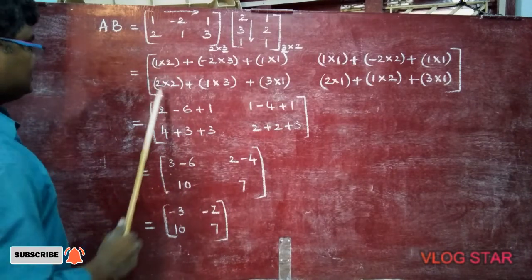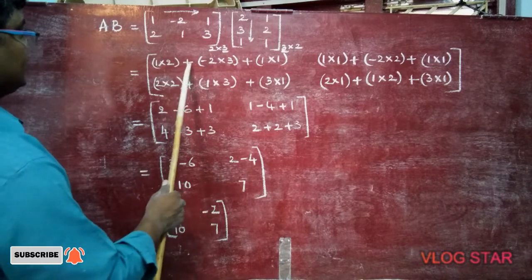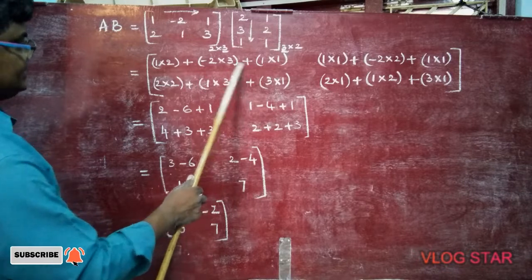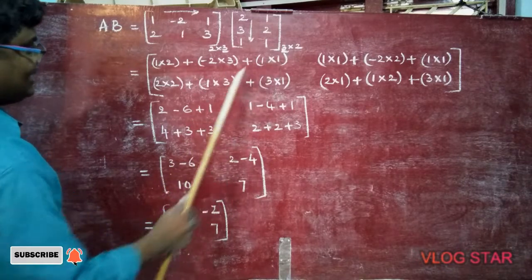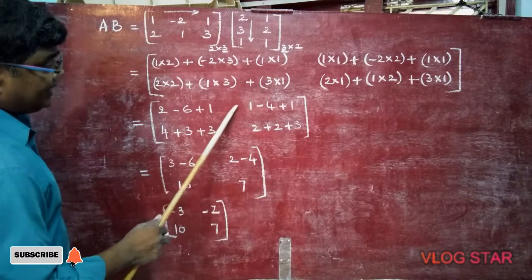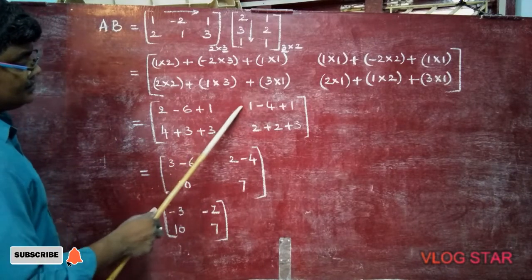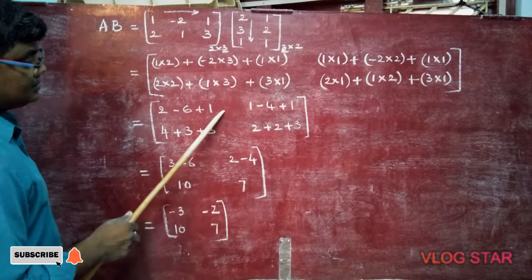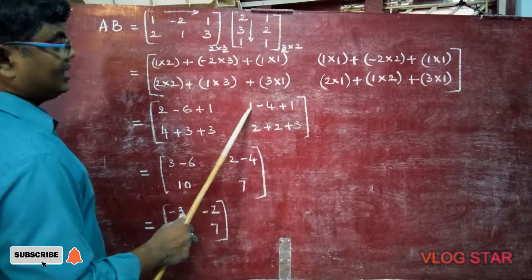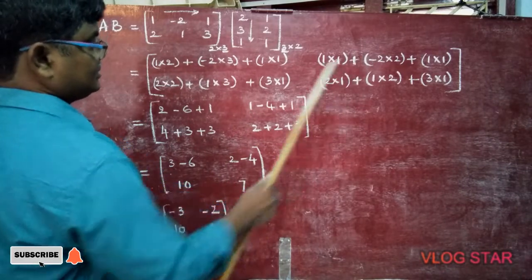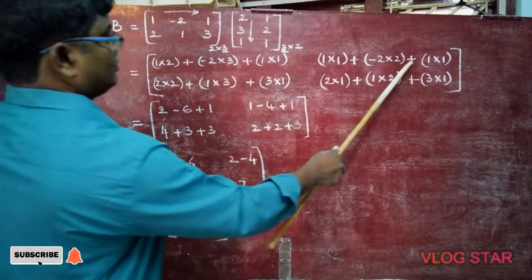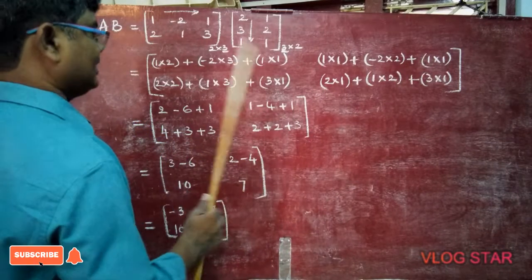2, 1, 2 is 2. Plus into minus, minus. 2 3s are 6. Plus is there, plus. 1 1s are 1. First element. Maintain distance. Social distance. Now coming to second element. 1 1s are 1. Plus into minus, minus. 2 2s, 4. Plus 1 1s are 1.